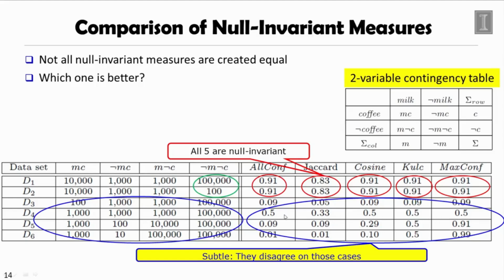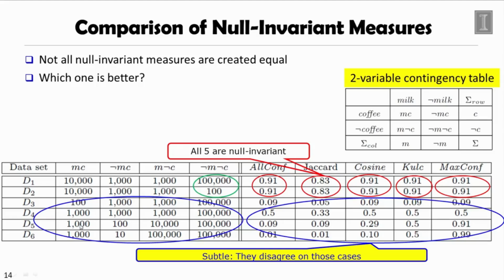This 0.5, 0.5, only Jaccard 0.33. Actually, in Jaccard, this one means it's balanced. It's right in the middle. Then we look at trickier cases. It could be D5 and D6.